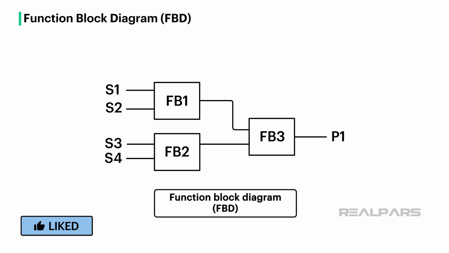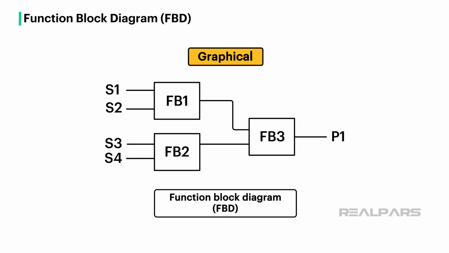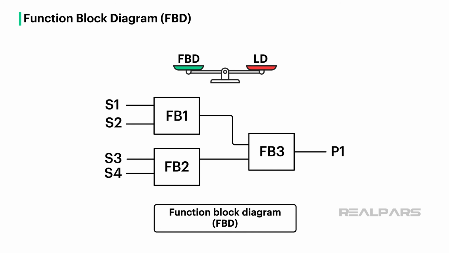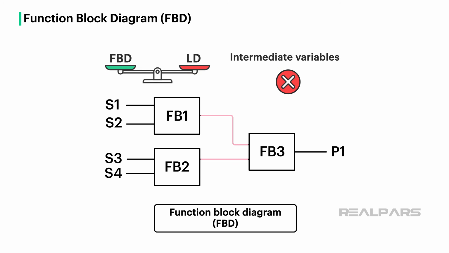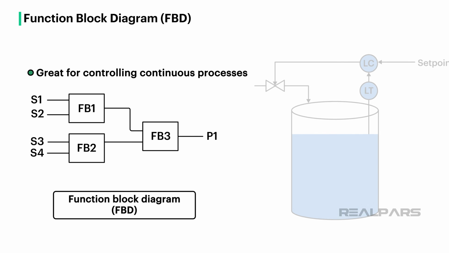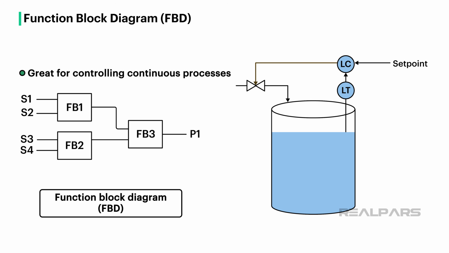Function Block Diagram, or FBD, is another graphical programming language for PLCs. In Function Block Diagram, function blocks are placed on a sheet and wired together. The end result looks very similar to a piping and instrumentation diagram. The big advantage of FBD over LD is that the outputs of one function block can flow into the next or be used as feedback without using intermediate variables. This feature makes FBD great for controlling continuous processes where analog values are constantly being monitored and outputs adjusted to keep the value within a range.